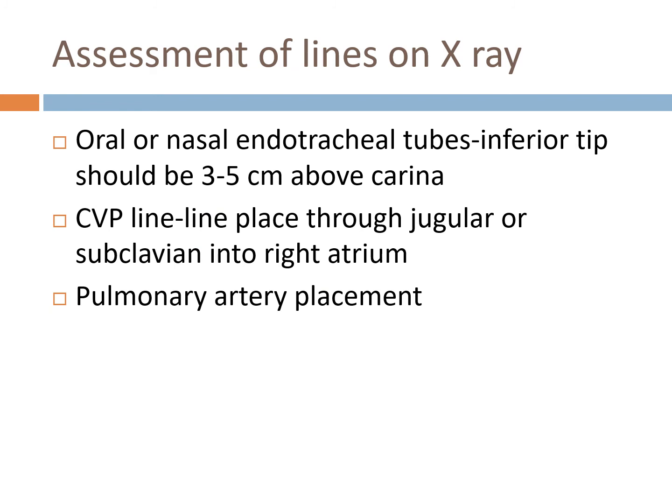Okay, now again, we talked about this before. You want to make sure your lines are placed where they're supposed to be. Your ET tube about 3 to 5 centimeters above the carina, or T4, T5. Making sure if they're putting in a Swan or a pulmonary artery catheter, the same thing, that it's in the right place, or the CVP is in the right place, that it's in the right atrium.